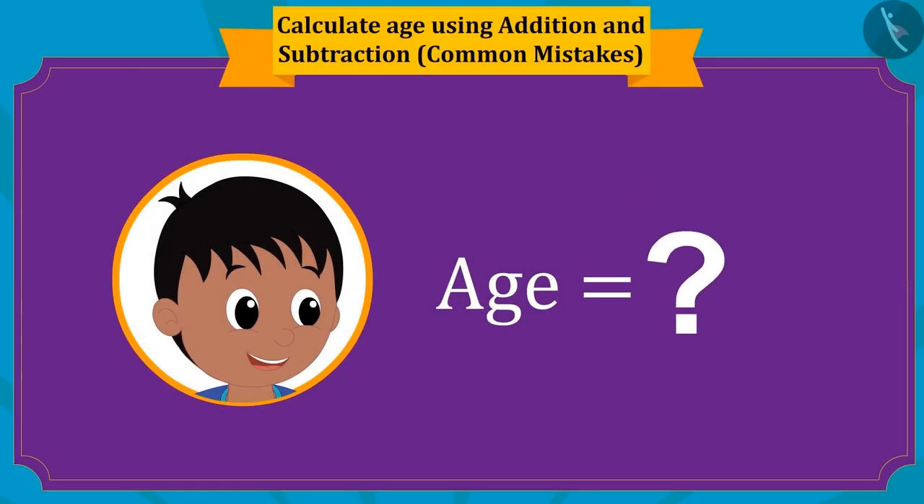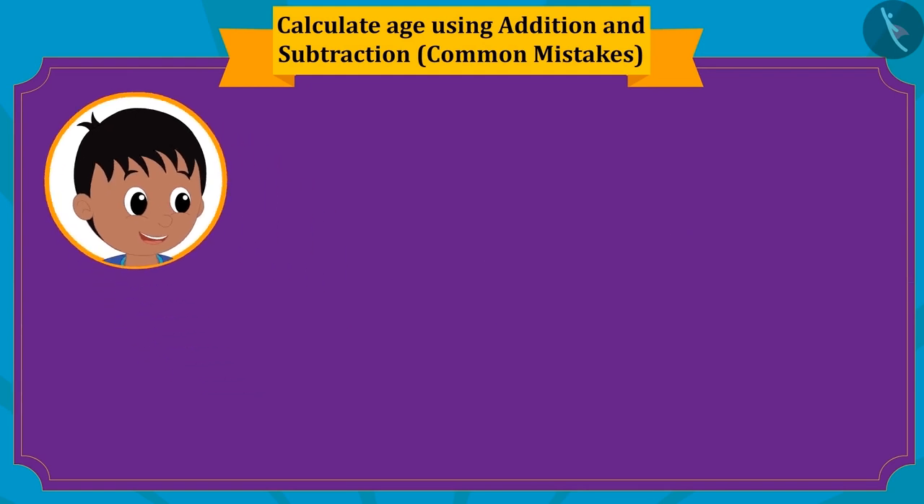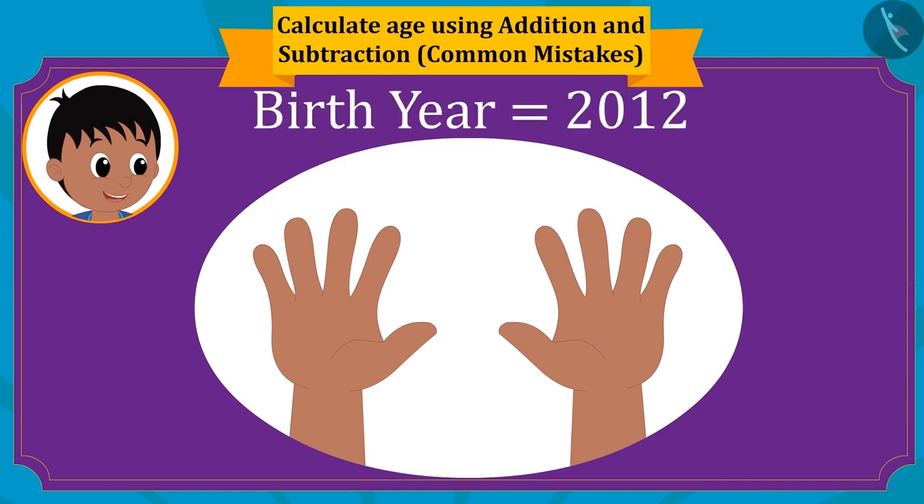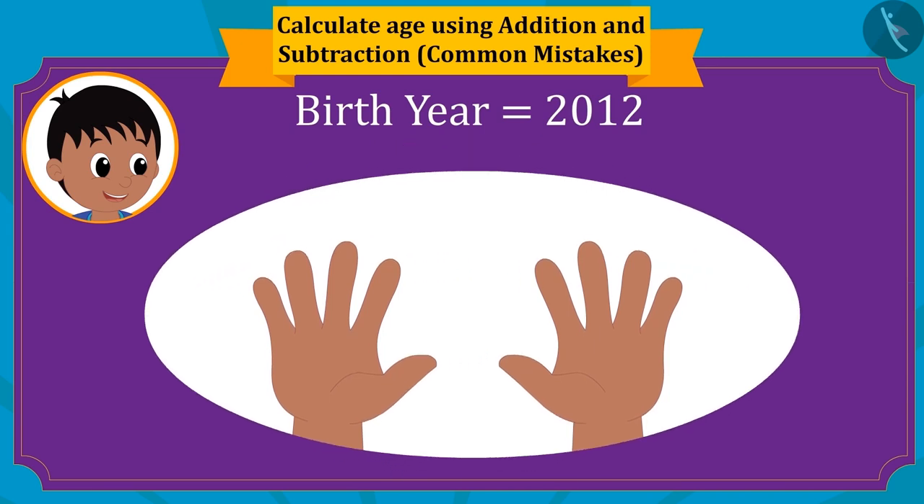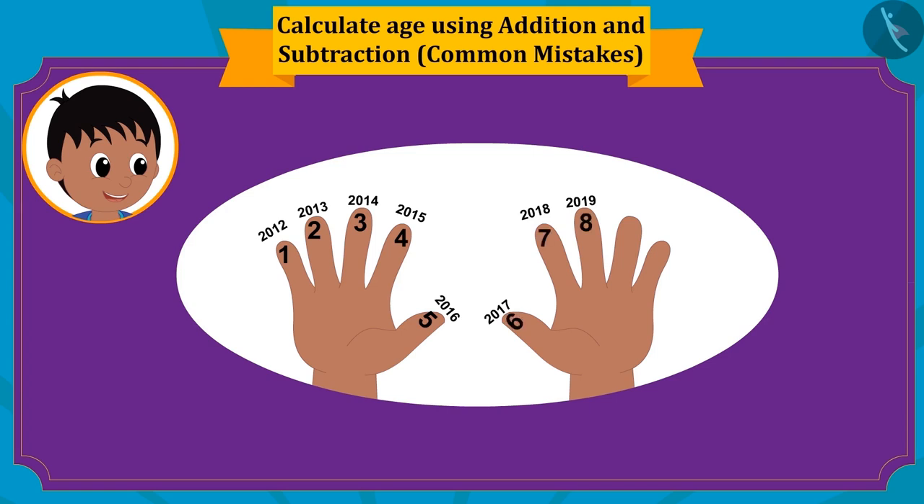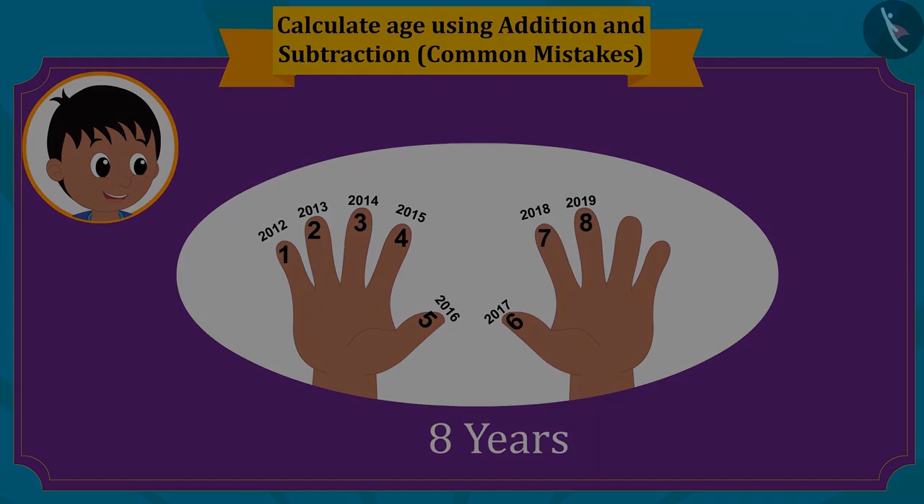Come, let's see how Raju found his age. Raju counted his age in this way with his fingers. When he was born in 2012, he started counting from 2012. 2012, 2013, 2014, 2015, 2016, 2017, 2018, and 2019. In this way, Raju counted his age as 8 years old.